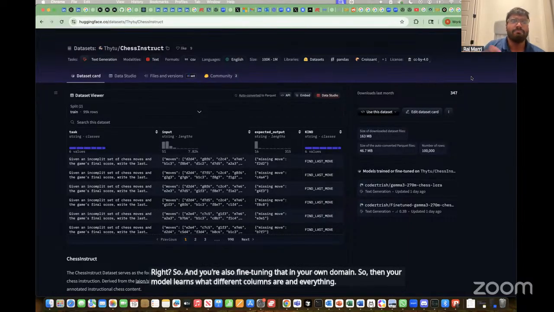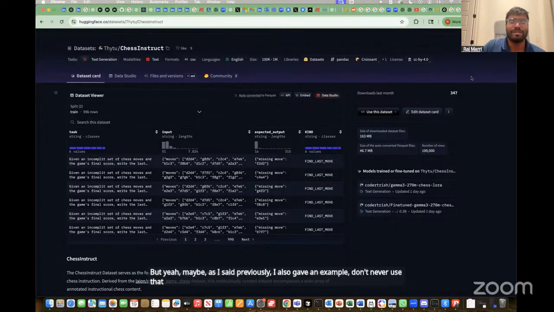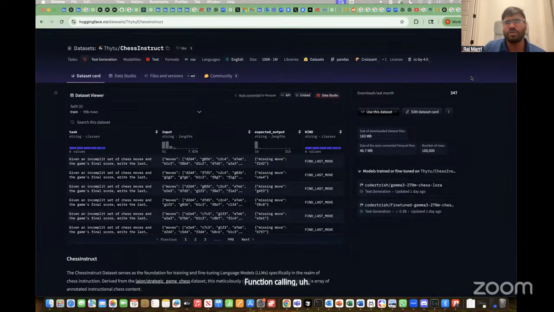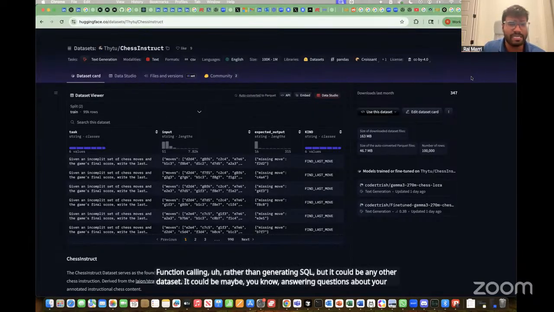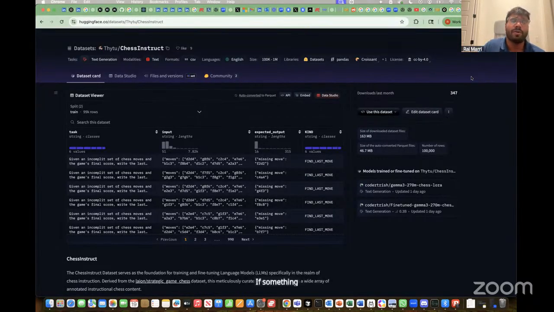But yeah, maybe as I said previously, I also gave an example. Never ask an LLM or even an SLM to generate SQL. All they have to do is function calling rather than generating SQL. But it could be any other data set. It could be answering questions about your policies, your HR data, whatever it is, or maybe an agent that is going and doing an API call to alert users if something happens, right?